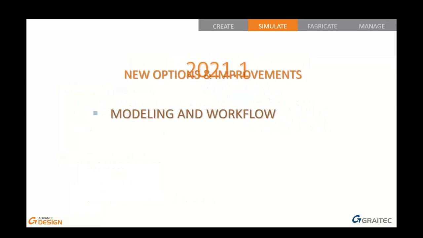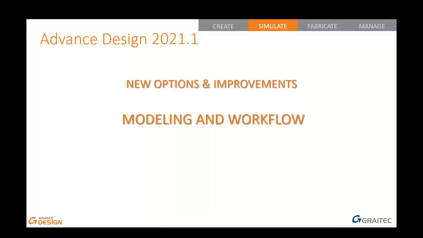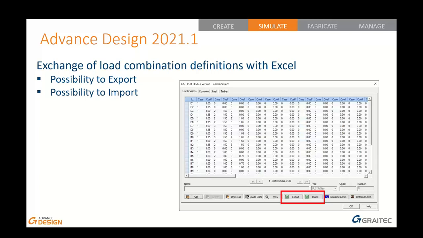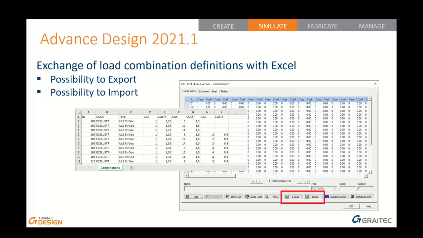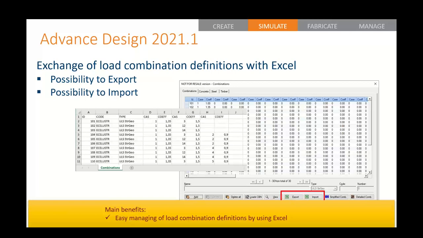Let's start with the modeling and workflow inside Advanced Design in the 21.1 version. The first improvement is related to load combinations. Thanks to two new commands, export to Excel and import from Excel, you can now easily manage load combination definitions by using Microsoft Excel spreadsheets. The mechanism works very well, fast and easy. In case you want to use some specific combinations or just want to filter combinations using some formulas in Excel, it can be done easily. In short, in one sentence, this improvement allows you to easily manage load combinations using Excel.